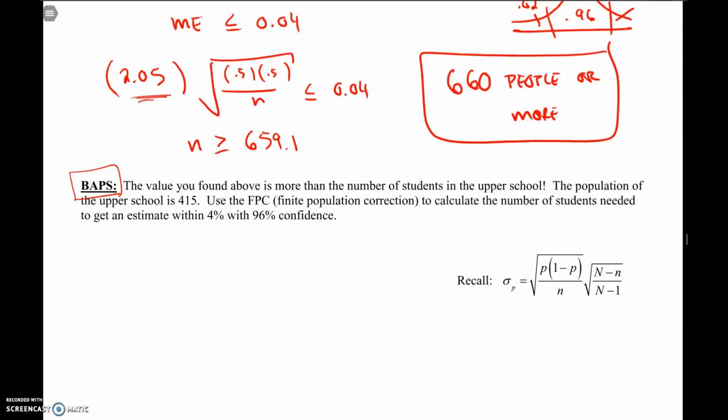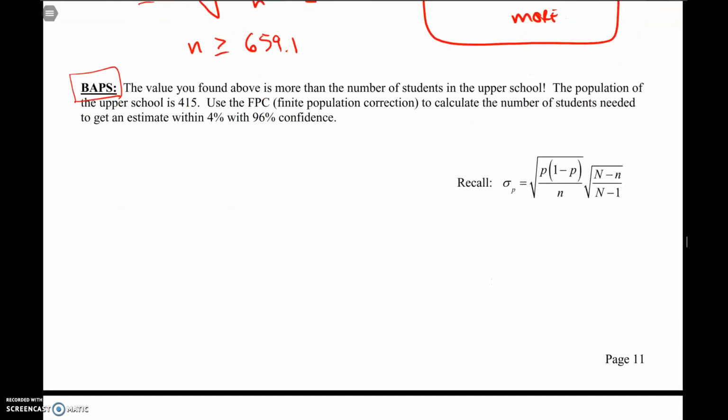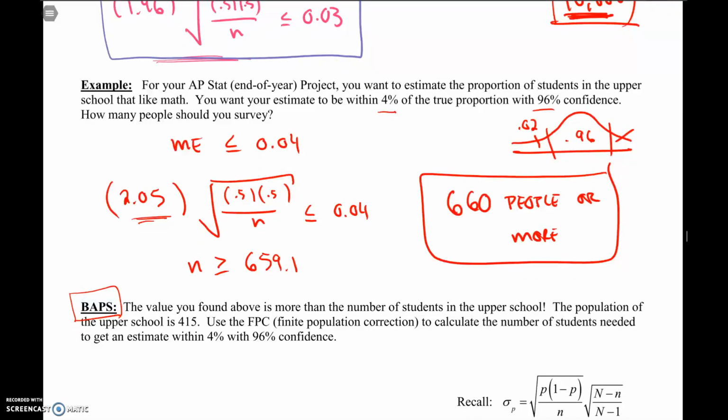Let's do this. This really is beyond BAPS. Feel free to just skip over this. But remember, this problem here was talking about your stat project. And this could come up whenever you guys do your stat project. So this is saying you need to survey 660 kids in the upper school. Well, the upper school only has like 415 kids. So obviously you can't survey 660. So that means you just need to take a census.